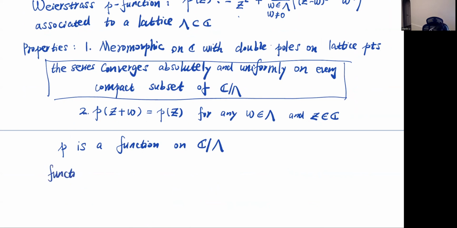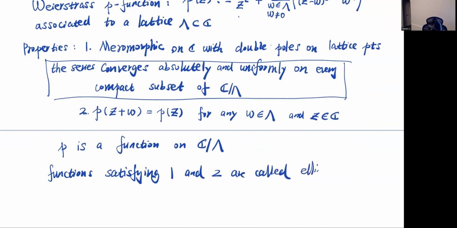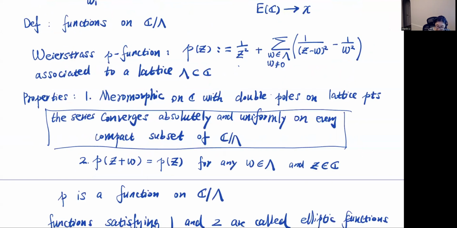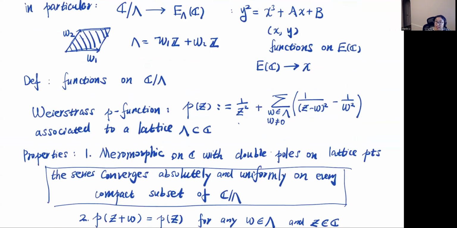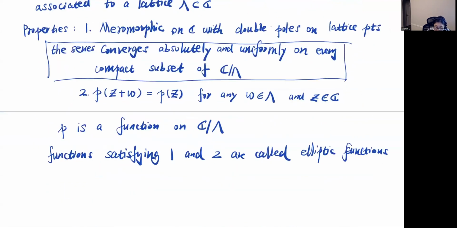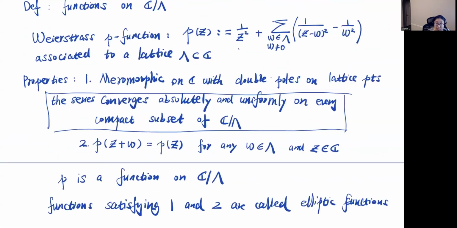So functions satisfying 1 and 2 are called elliptic functions. So these are exactly the kind of functions we're looking for. These are the functions that are defined on the quotient C by a lattice. Okay, and P, the Weierstrass P function, is one example of an elliptic function.